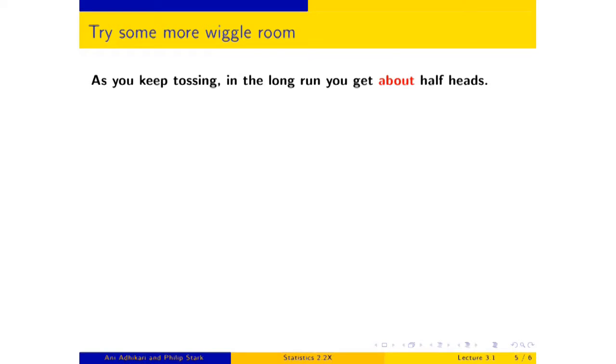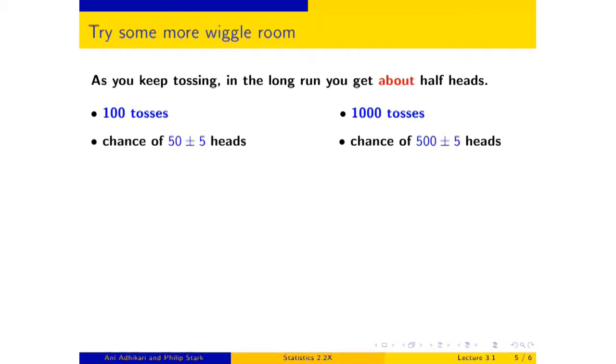We won't look at exactly half heads. We look at kind of sort of half heads. So we'll take 100 tosses compared to 1,000 tosses, and now we'll give ourselves a little room for error. In the case of 100 tosses, we'll look at the chance of 50 heads, give or take 5. And similarly here, 500 heads, give or take 5. Not exactly half heads, about half heads. We're going to try and define the word about. So let's see what happens there. Can we find this chance? Certainly.